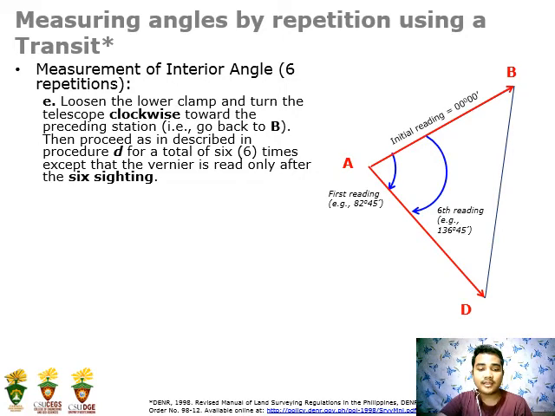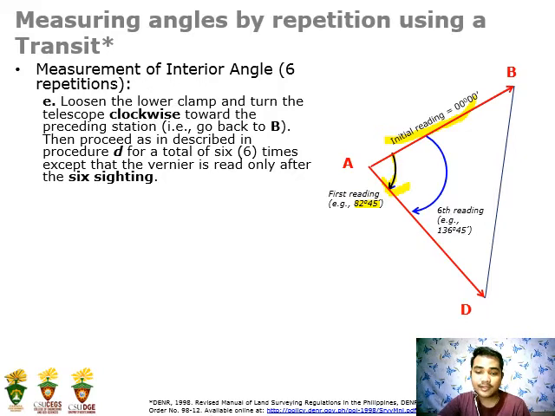Then proceed as described in the procedure for a total of 6 times, except that the vernier is read only after the 6th sighting. So ikaunom naman siya balik-balikon. Like for example, naka-initial reading ka. First initial reading is 0, 0. So i-clockwise nimo na kinakuha nga 82.45.